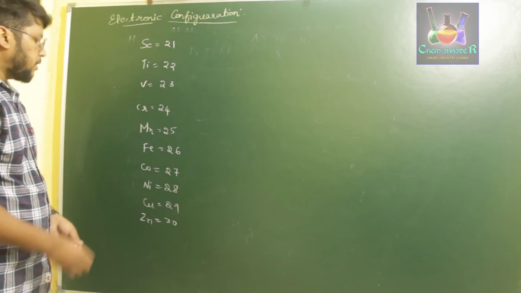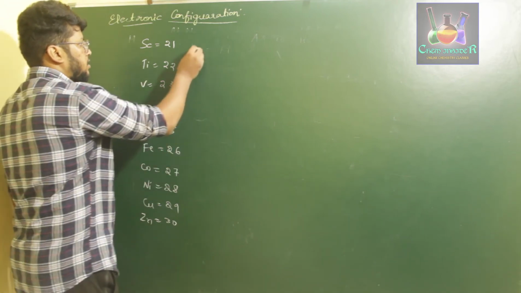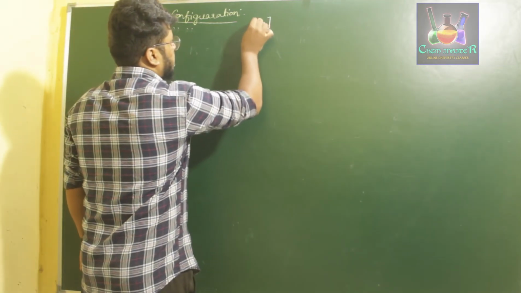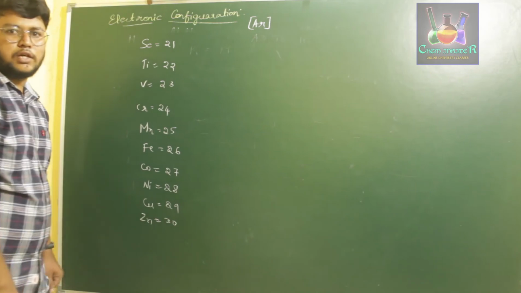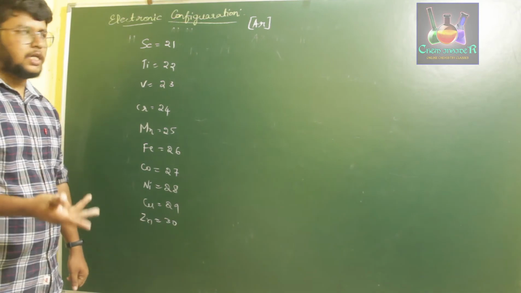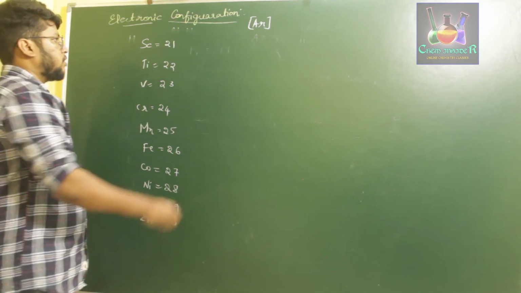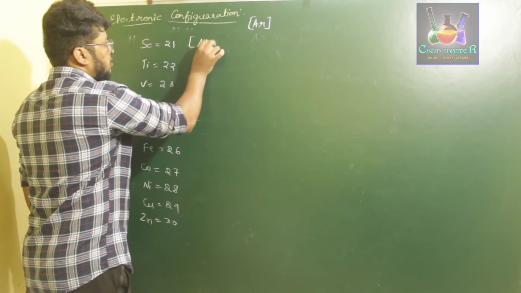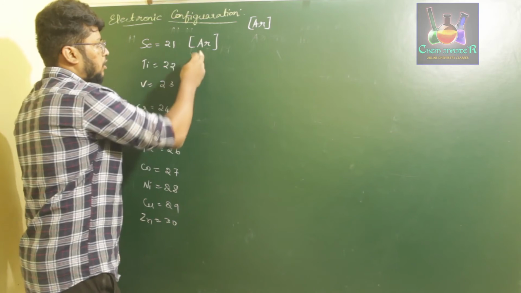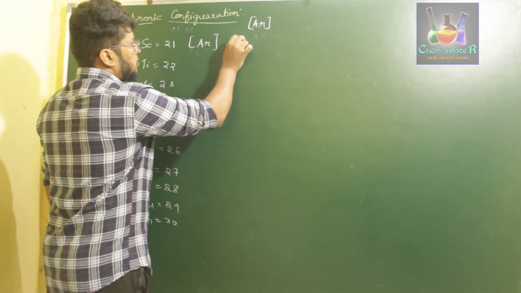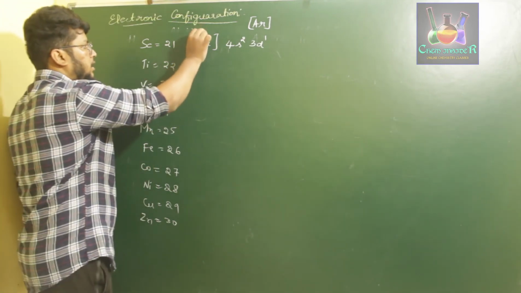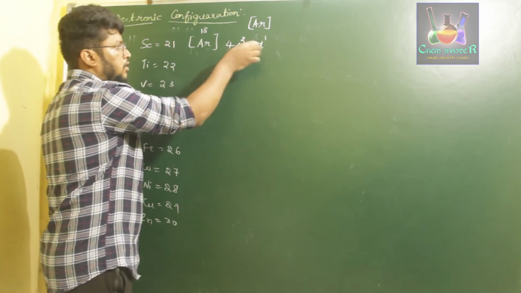Instead of writing all of 1s2, 2s2, 2p6, I'll write the symbol argon here, which represents the electronic configuration 1s2, 2s2, 2p6, 3s2, 3p6. The 18 electrons are completely filled, as in argon. So the configuration starts from 1 till argon, and then we continue from there. Argon, and then 4s2, 3d1 for scandium. Argon has 18 electrons, 18 plus 2 is 20, and then 21.